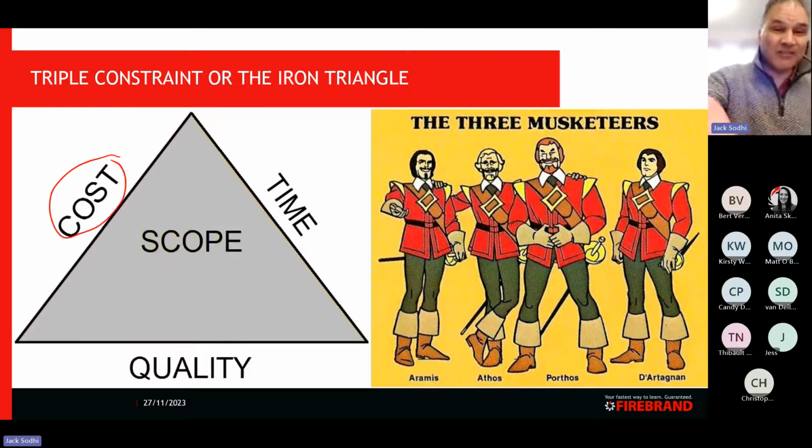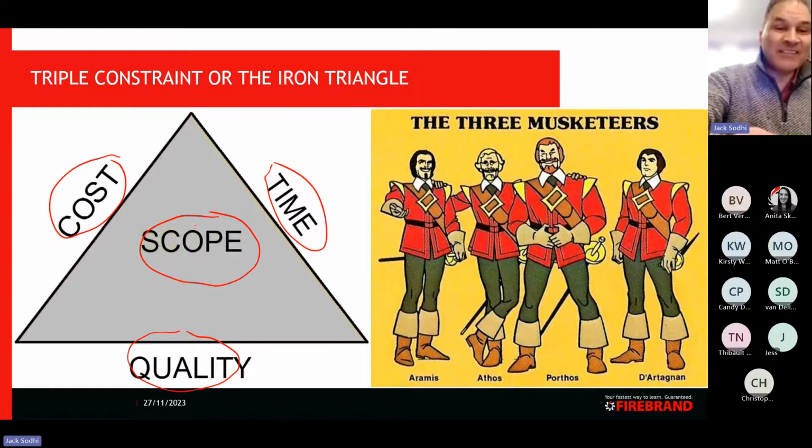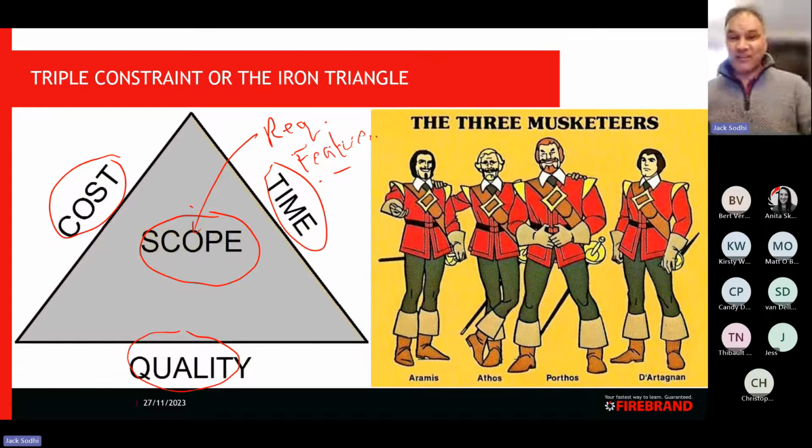There's cost, which is a constraint, time, which is a constraint, and quality. But scope is what's variable, and scope can sometimes be called requirements or features. And that's where some agile methods got those names. So feature-driven development, and then requirements were how many requirements can we do for this project. And time, cost, and quality were fixed.